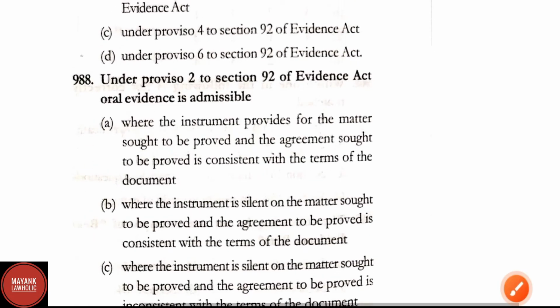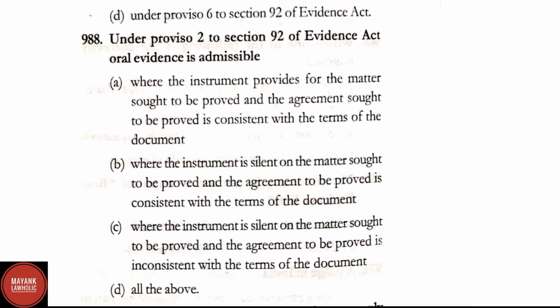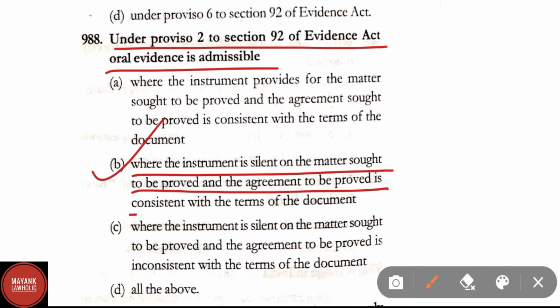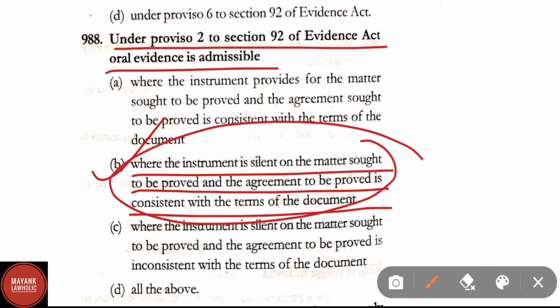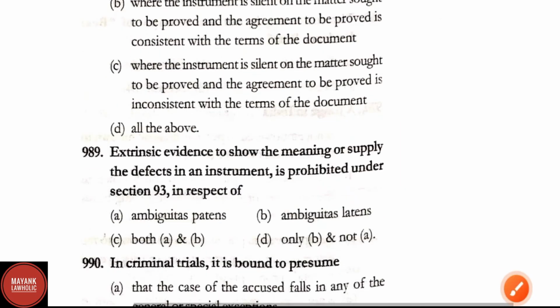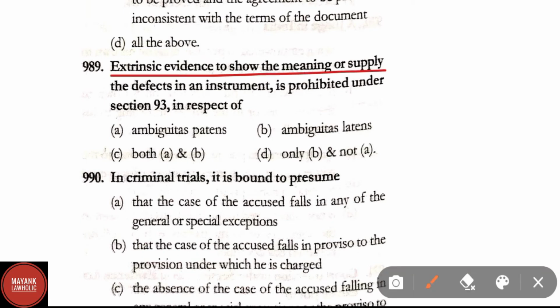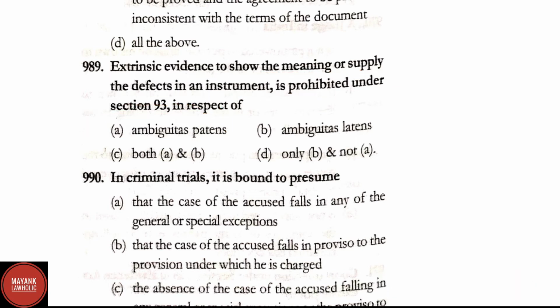Question number 988. Under proviso 2 of section 92 of the Evidence Act, oral evidence is admissible where the instrument is silent on the matter sought to be proved and the agreement to be proved is consistent with the terms of the document. Here option B is the correct answer. Question number 989. Extrinsic evidence to show the meaning or supply the defects in an instrument is prohibited under section 93 in respect of? Here correct answer is option A, that is ambiguous patents.